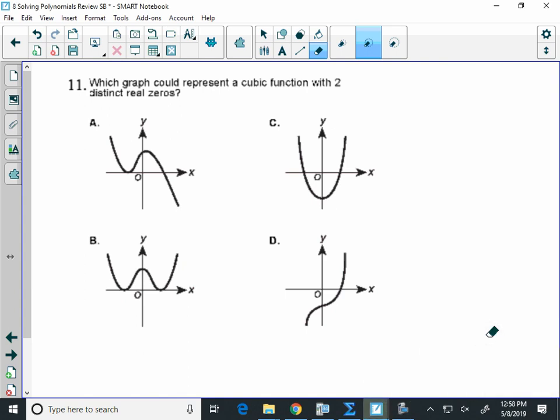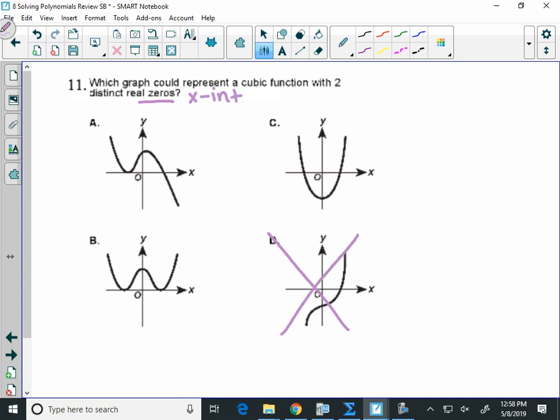So we take a look at number 11. It says, which could represent a cubic function with two distinct real roots, meaning two x-intercepts. So if it's talking about roots, if it's talking about zeros, that really means x-intercepts, okay? Well, one way to narrow it down is we're looking for a graph that has two x-intercepts. D only has one x-intercept, so our answer cannot be D, okay?